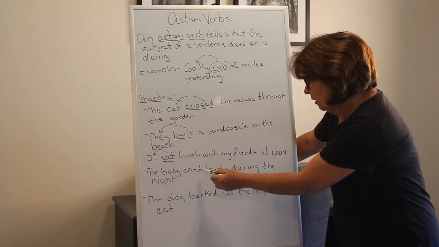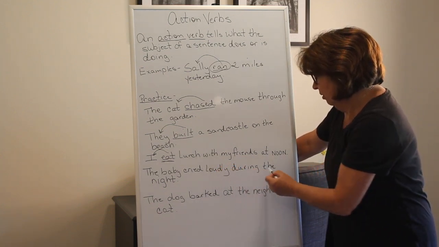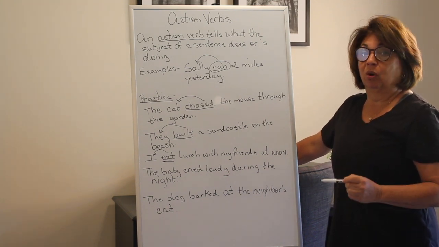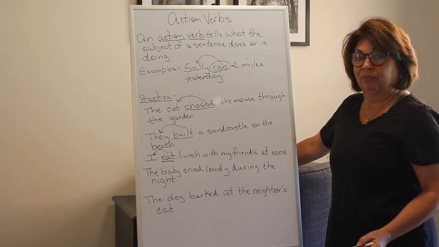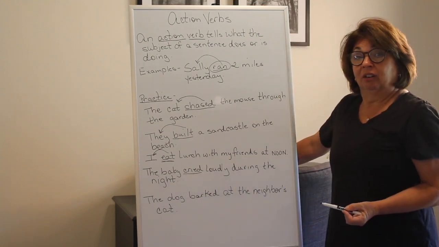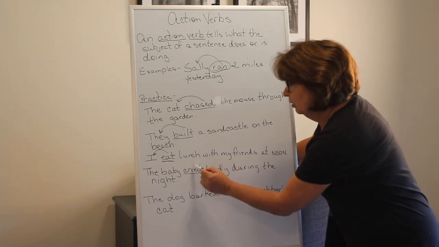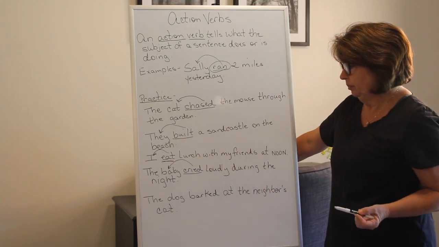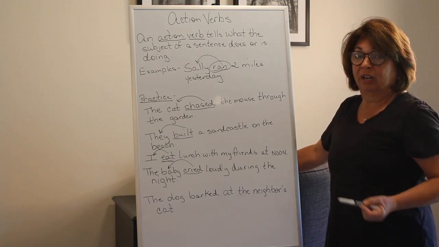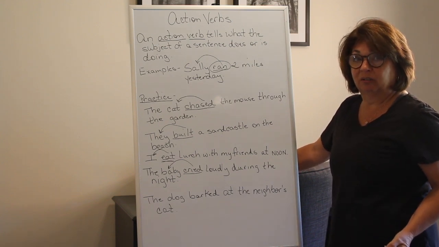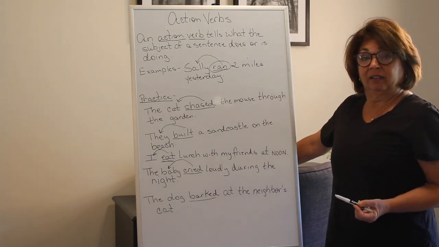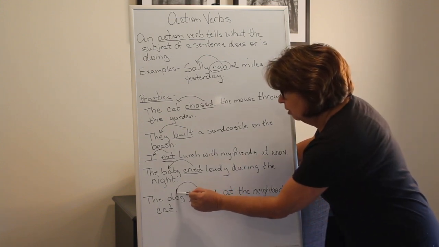All right, next one. The baby cried loudly during the night. All right, pick out the word that you think is the action. What can you do in that sentence? If you said cried, you did the right thing. The baby cried. So who cried? The baby. All right, the dog barked at the neighbor's cat. What can you do in that sentence? What is the action word? If you said barked, you would be correct. Who is barking? The dog.